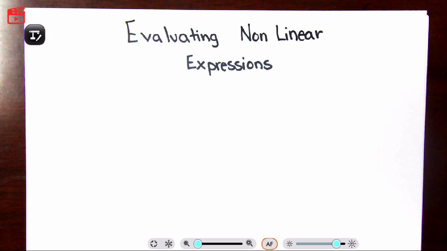Now, nonlinear means that we may have exponents in what we're doing. We may have things that are not going to give us a line when we graph it. And that's okay because all we're doing is we're just simplifying and we are evaluating these expressions.